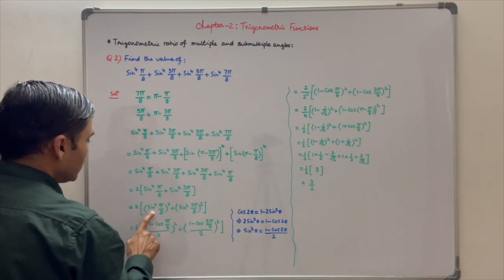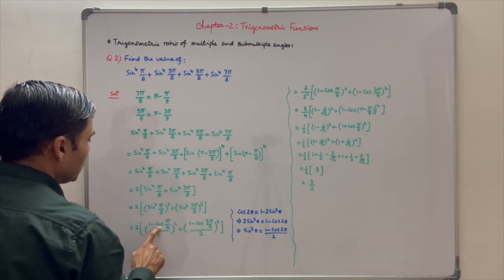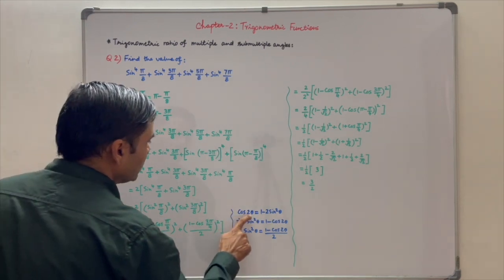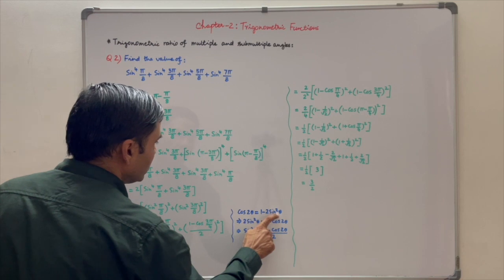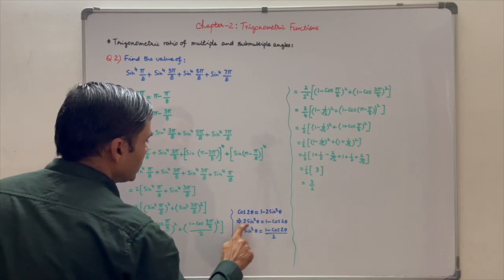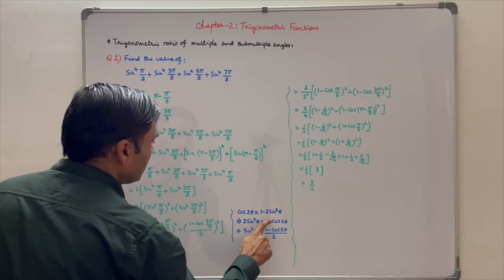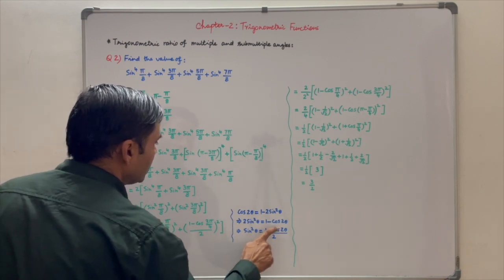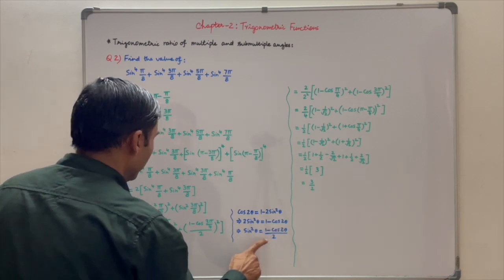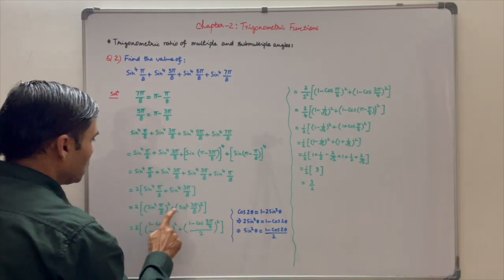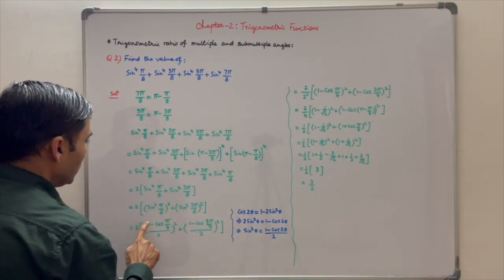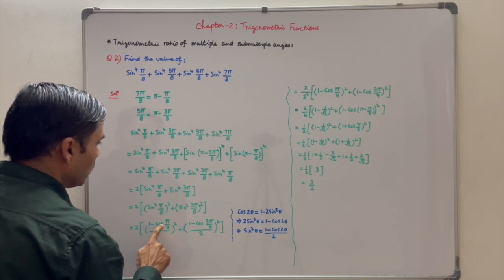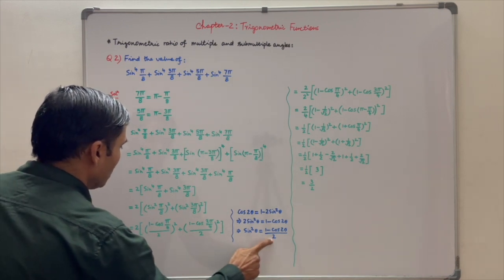Now this can be replaced by 1 minus cos pi by 4 upon 2, as we know that cos 2 theta is equal to 1 minus 2 sin square theta. So 2 sin square theta is equal to 1 minus cos 2 theta, or sin square theta is equal to 1 minus cos 2 theta upon 2. So here theta is equal to pi by 8. So sin square pi by 8 will become 1 minus cos pi by 4 upon 2 as per this formula.